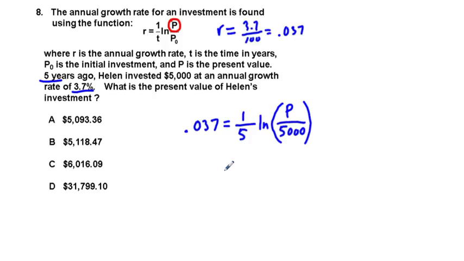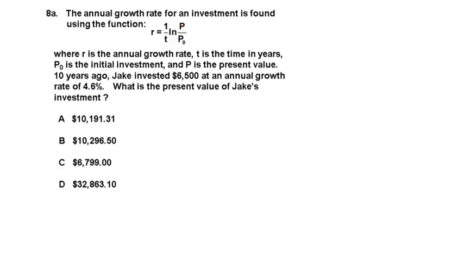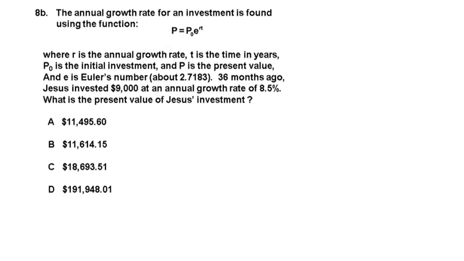So we go to our answer choices. 6,016.09 is going to be answer choice C. Again, there are other ways to solve this. This is the most expeditious way I can think of, given the software that we have in our calculators. I'd like you to look at problems 8A and 8B, which are very similar.